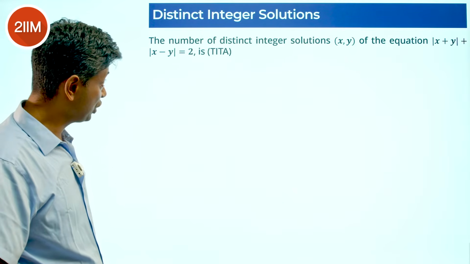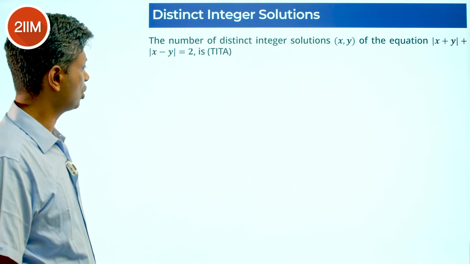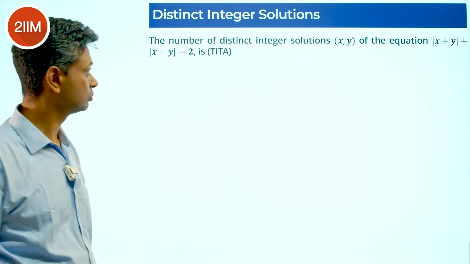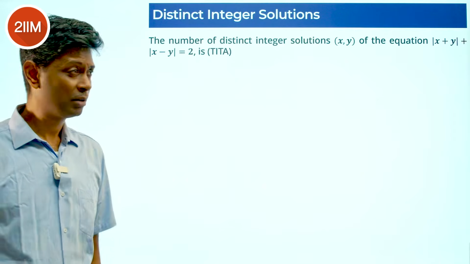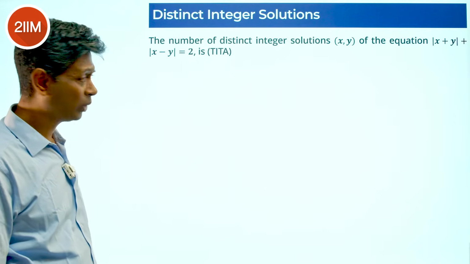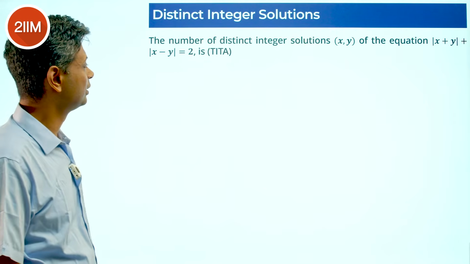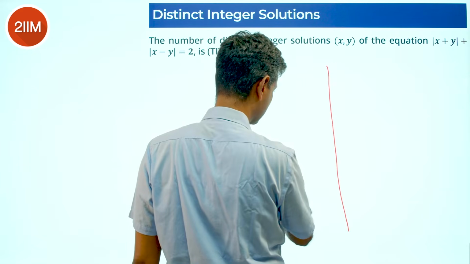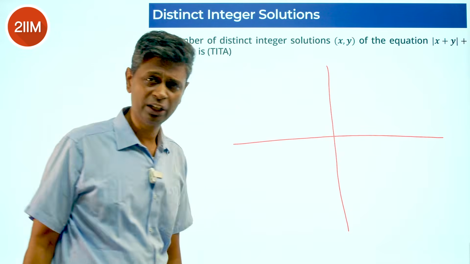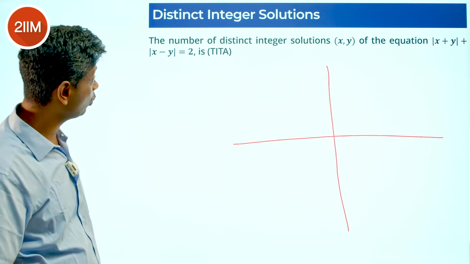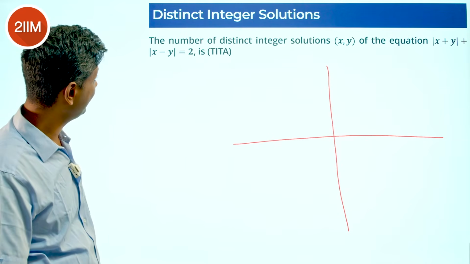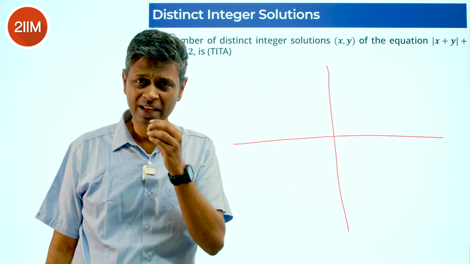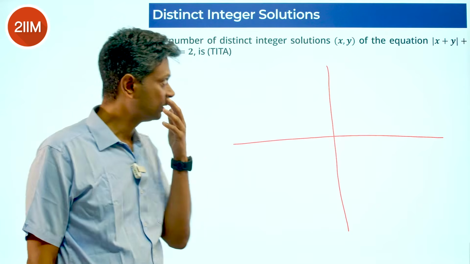The number of distinct integer solutions of the equation modulus of x plus y plus modulus of x minus y is equal to 2. Very interesting question. Modulus of x plus y plus modulus of x minus y equal to 2. Very nice question. And so draw this. We can think about the scenario where x is greater than y and x is greater than minus y, so x plus y is positive and x minus y is positive.